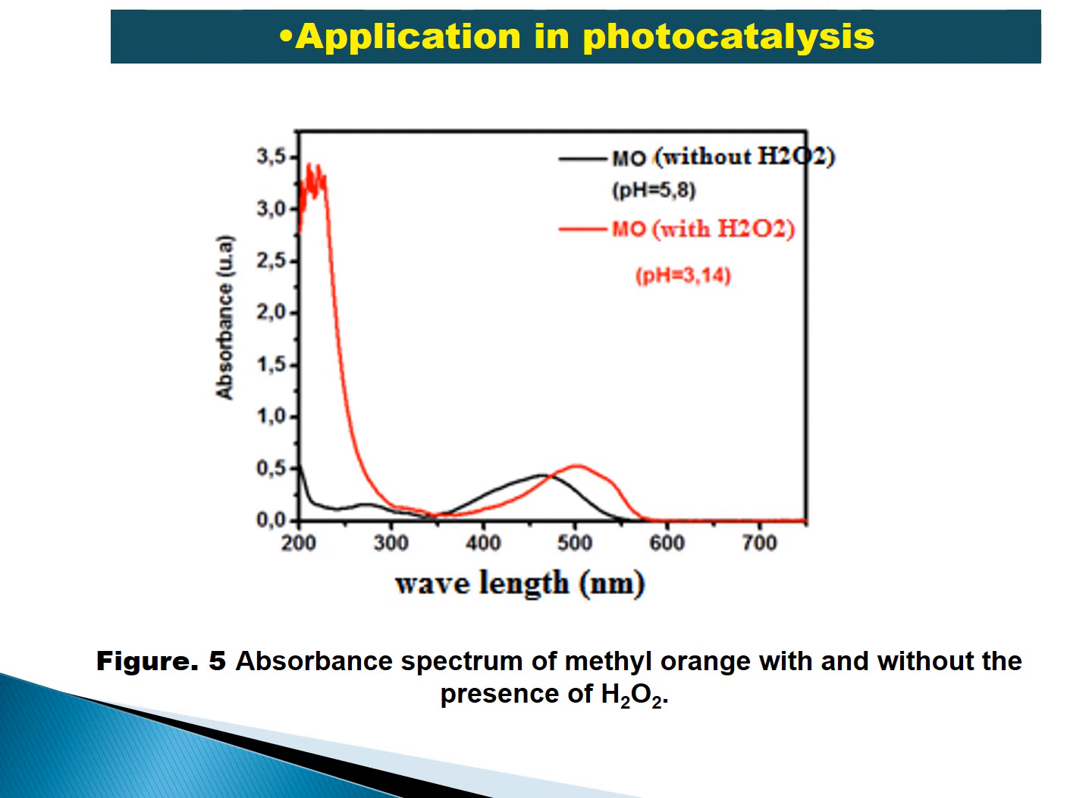Other bands at 276 nanometers and 37 nanometers are due to the presence of the benzene cycles in methyl orange, as well as a change in the pi-electron delocalization system in the methyl orange structure. The addition of H2O2 to the solution results in a decrease in pH from 5.8 to 3.14.